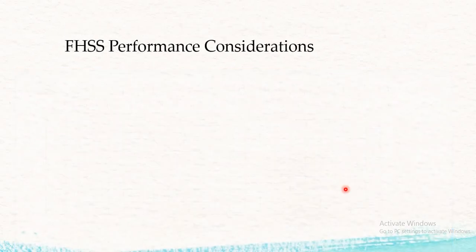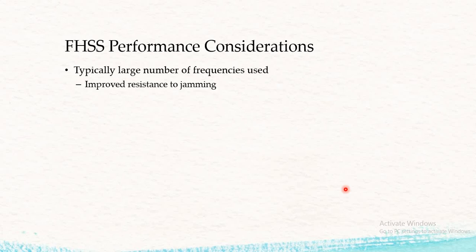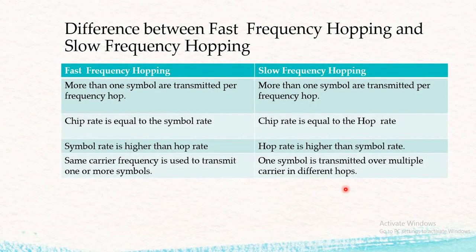Then FHSS performance consideration, we have to make some considerations for the performance of FHSS. The first consideration is that typically a large number of frequencies are used to improve resistance to jamming. Then the difference between fast and slow FHSS, fast frequency hopping and slow frequency hopping. In case of fast frequency hopping, more than one symbol is transmitted per frequency hop. In slow, more than one symbol is transmitted per frequency hop. Chip rate is equal to the symbol rate. Chip rate is equal to the hop rate.